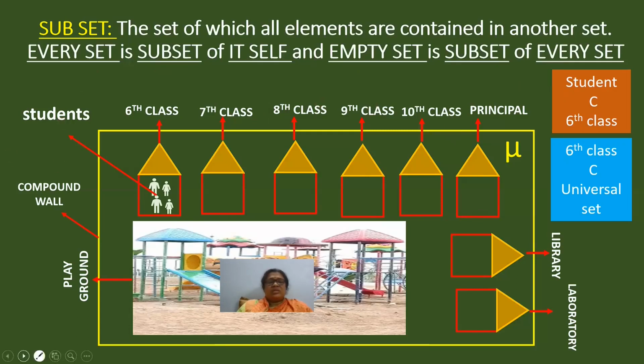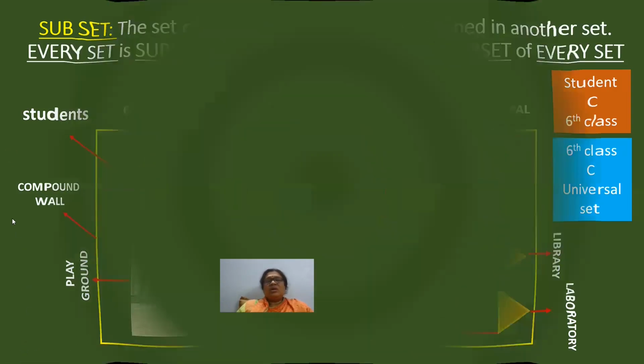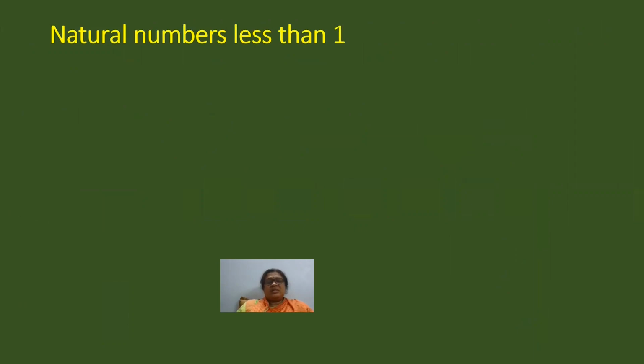Therefore, next, let us know what is an empty set. See, can you write natural numbers less than 1? Can you write? Is it possible? No. This is not possible.